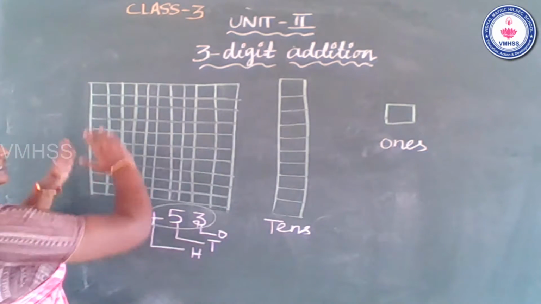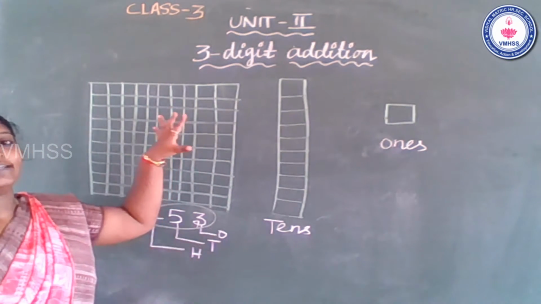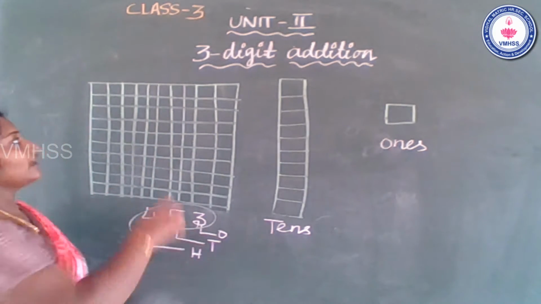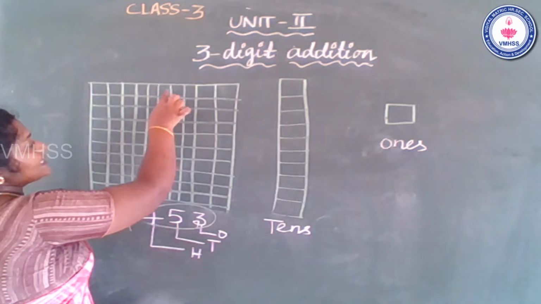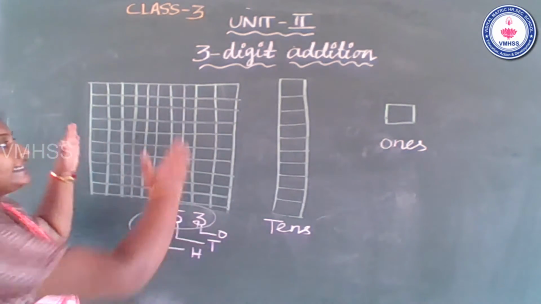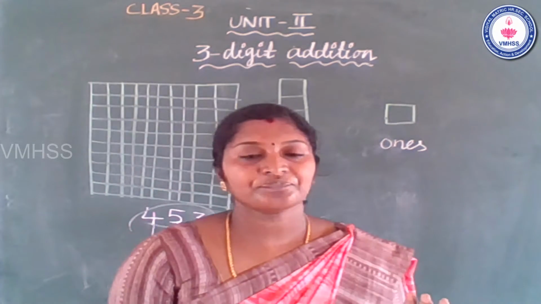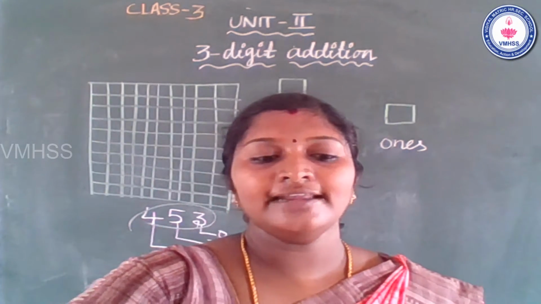Okay, students. And then the next one is hundreds. Okay, what is this next? Next one is 100. How many blocks are there? There are 100 blocks. 1, 2, 3, 4, 5, 6, 7, 8, 9, 10. Okay, there are 10 rows and 10 columns. Okay, students. Now using the place value kit. Students, shall I move to the next slide?